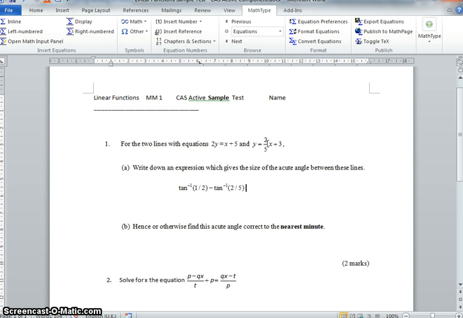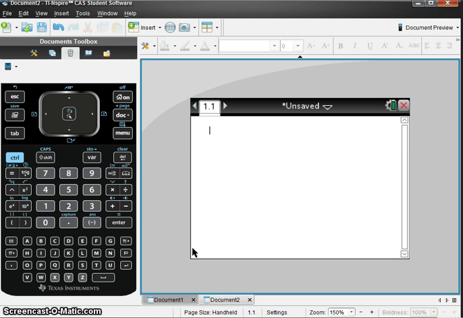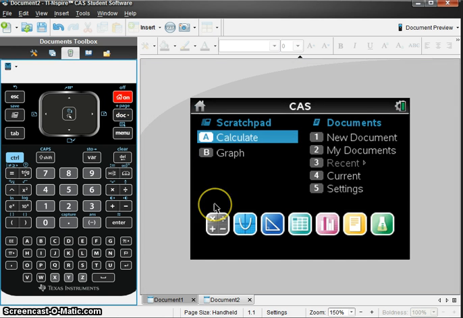Since a half is larger than 2/5, the angle between the two lines is tan to the minus 1 of a half minus tan to the minus 1 of 2/5. That's part A. For part B, we need to go to CAS to do this. So I'll just flip across to CAS, and in this window here, which I've already got open, you can open up yours by just going to Home and then selecting this.